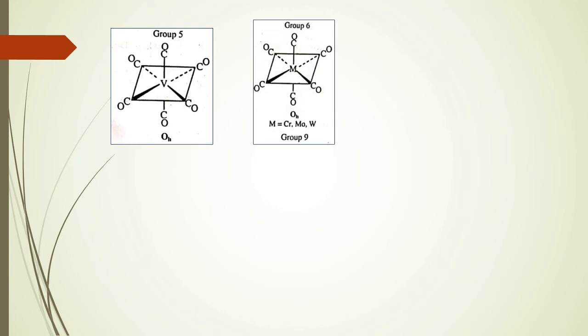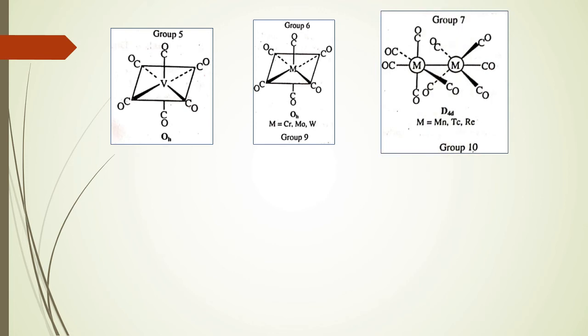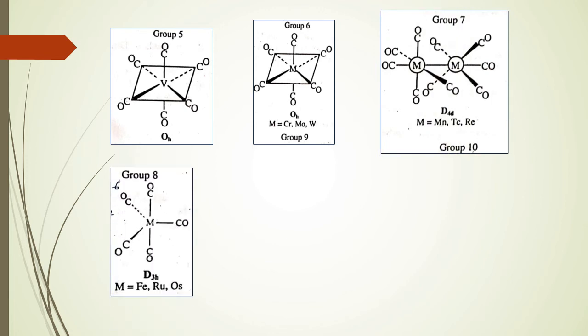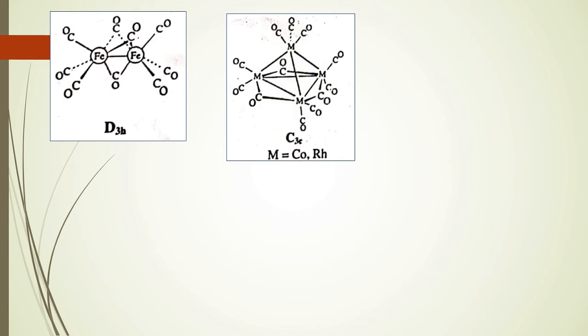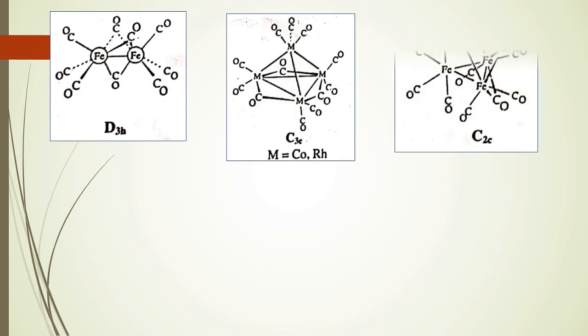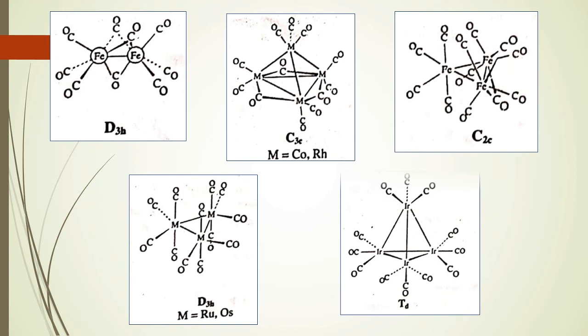So which are the examples? From group 5, vanadium forms carbon monoxide complexes. Then from group 6, chromium, molybdenum and tungsten form them. From group 7 this type of complex is formed, from group 8, from group 9, from group 10, and many others. These are some examples of metal and carbon monoxide complexes. These are also called pi complexes.